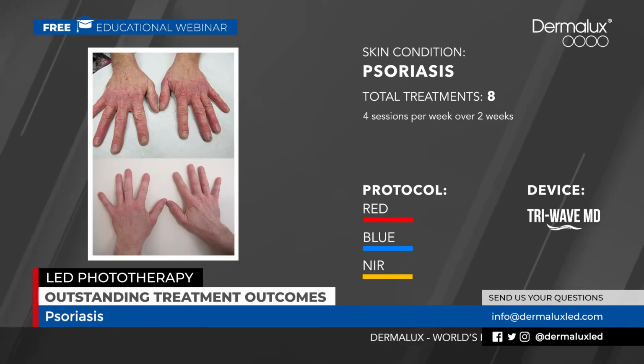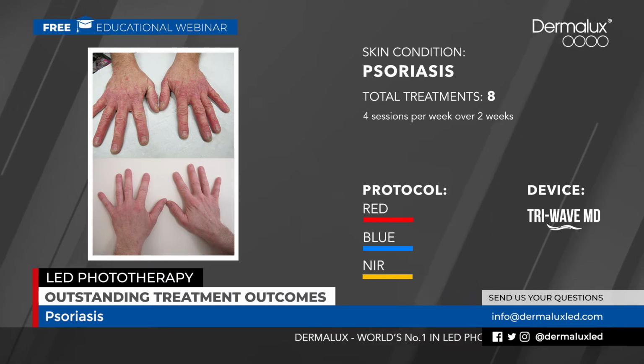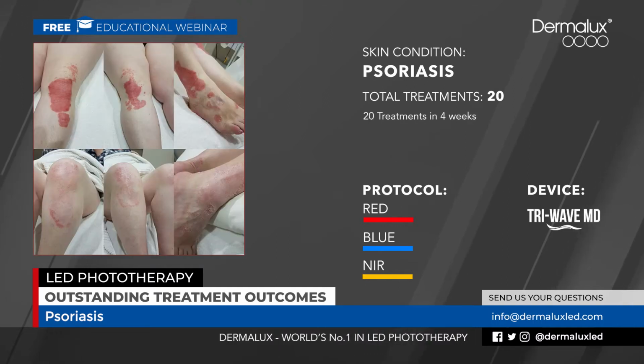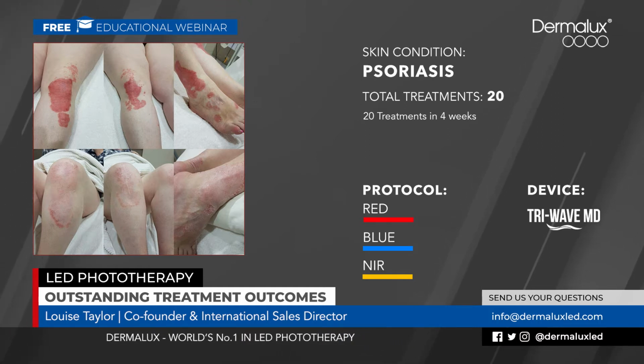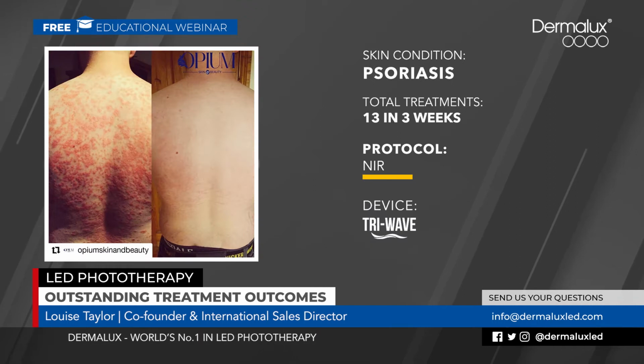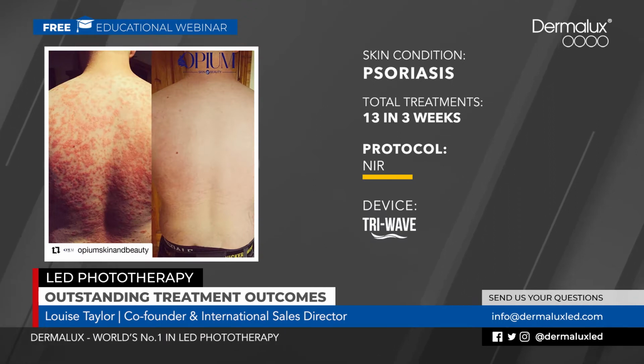So a total of 8 treatments in 2 weeks. So psoriasis really responds well to close succession treatments. Light therapy from UV to sun exposure is widely accepted treatment to improve and manage the condition, but LED phototherapy offers a safe and proven alternative. This is a case study with life-changing results.